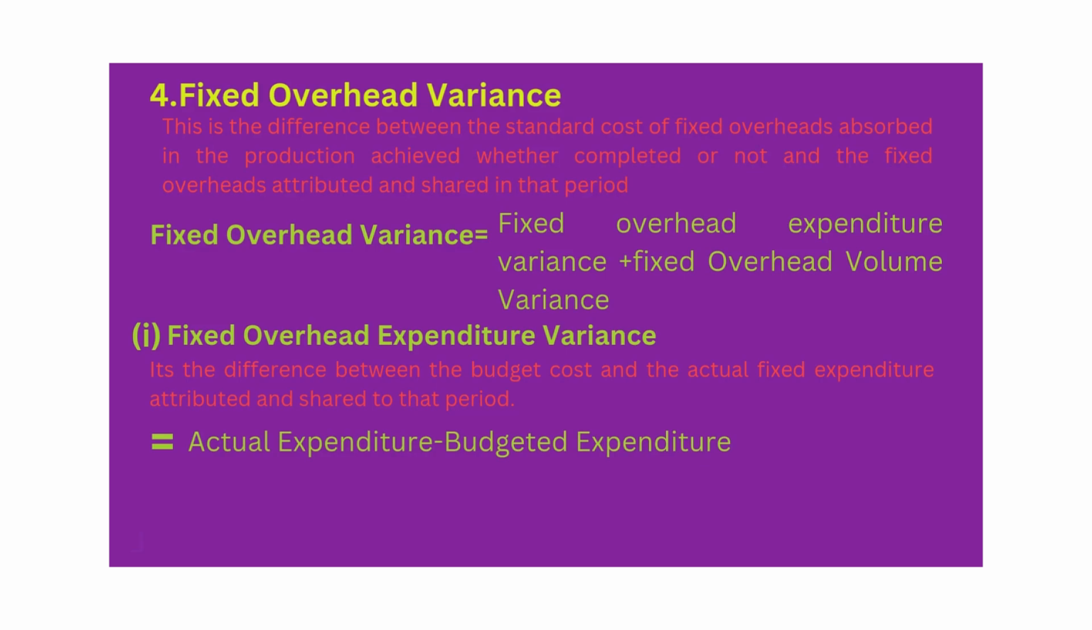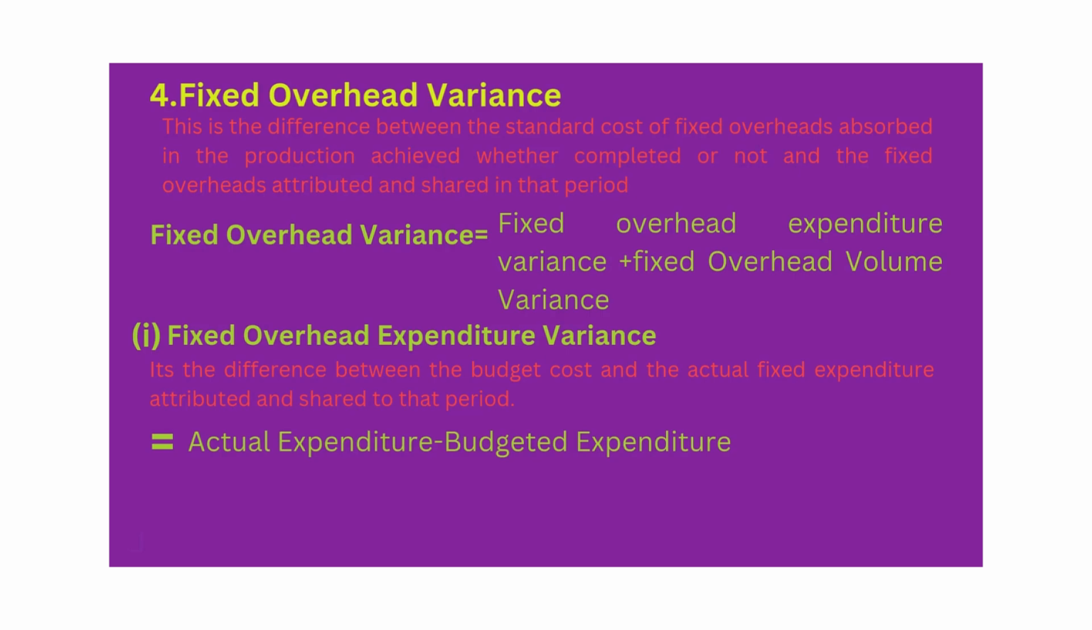Now we are in fixed overhead variance, which is the difference between the standard cost of fixed overheads absorbed in the production achieved, whether completed or not, and the fixed overheads attributed and shared in that period. Fixed overhead variance is given by the sum of fixed overhead expenditure variance and fixed overhead volume variance.